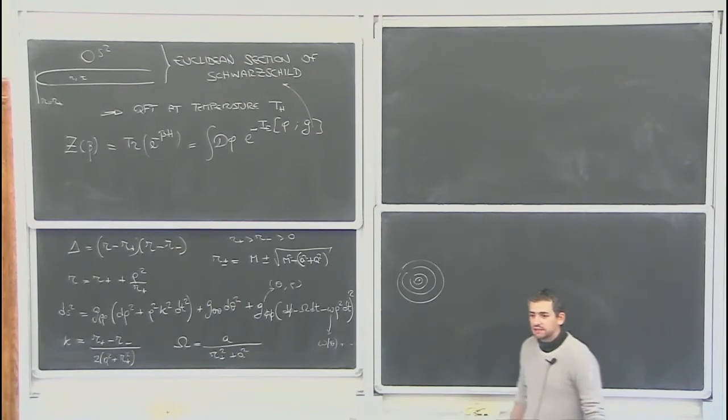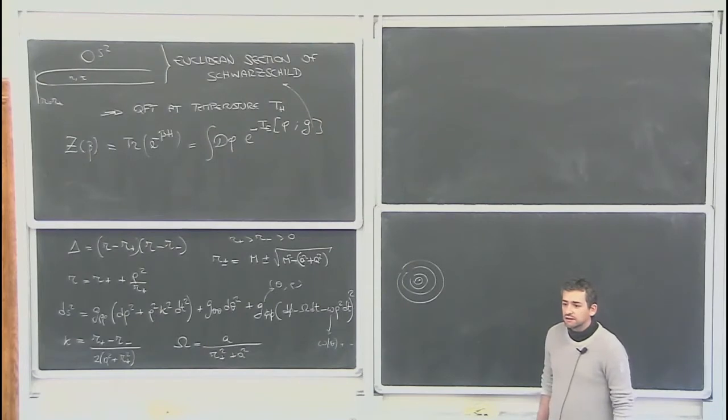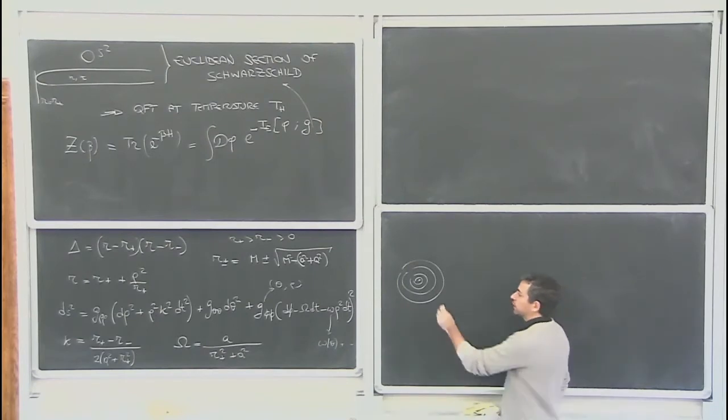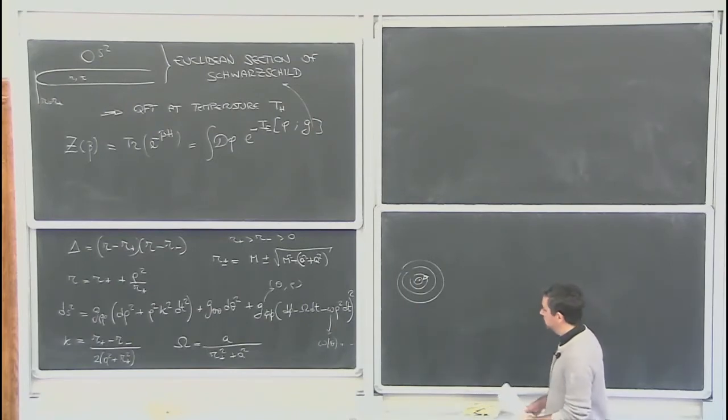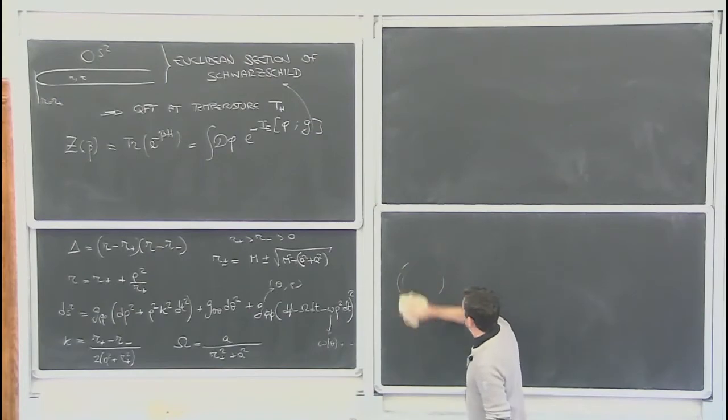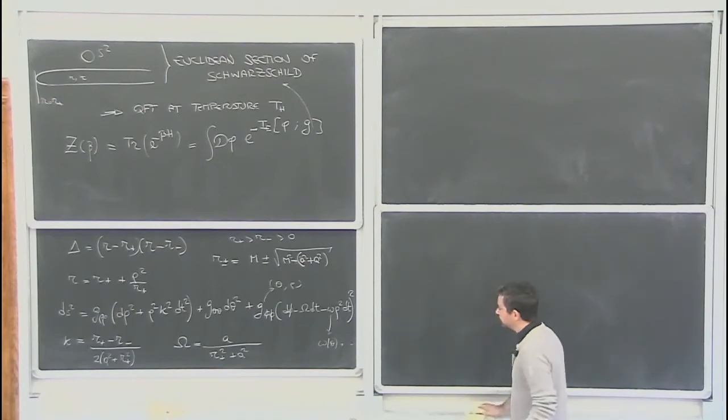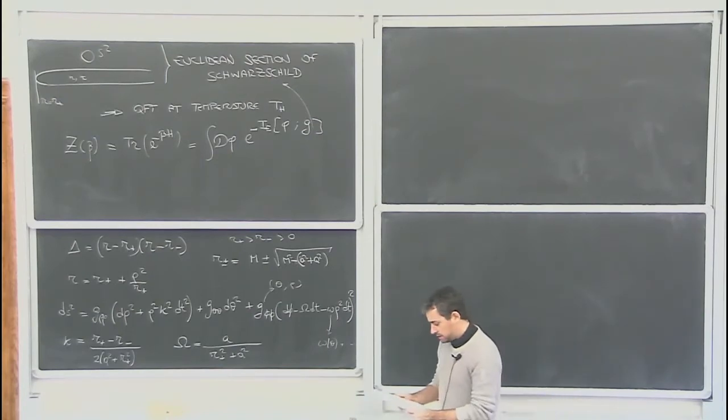But dt is an angular coordinate. We are identifying this. It has become an angular coordinate now in Euclidean signature. Okay, so this is one point of view.